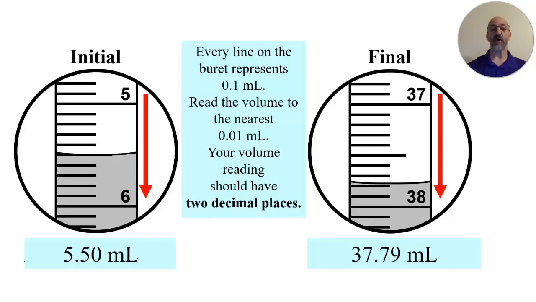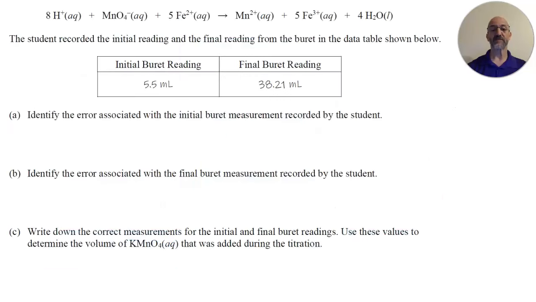Now, let's move on to our first part of this question. As you can see, the student wrote down 5.5 milliliters for their burette reading, and Part A says to identify the error associated with the initial burette measurement recorded by the student.